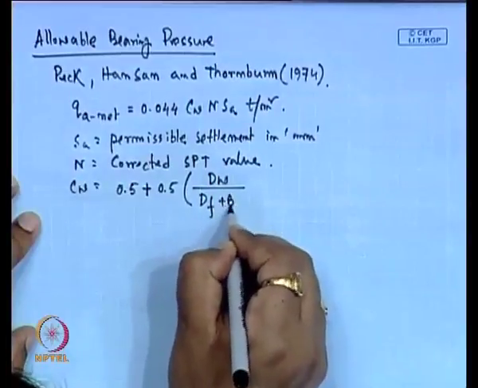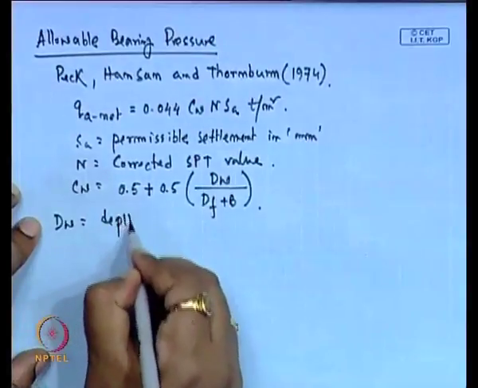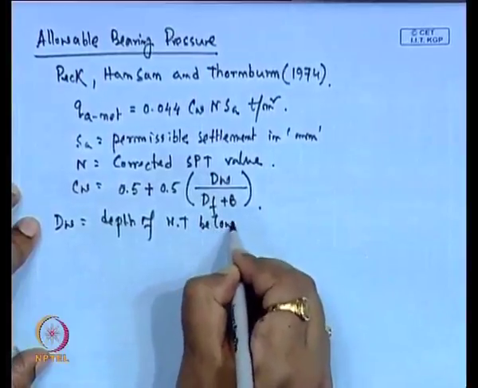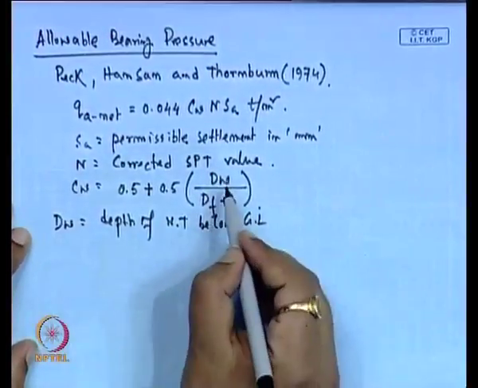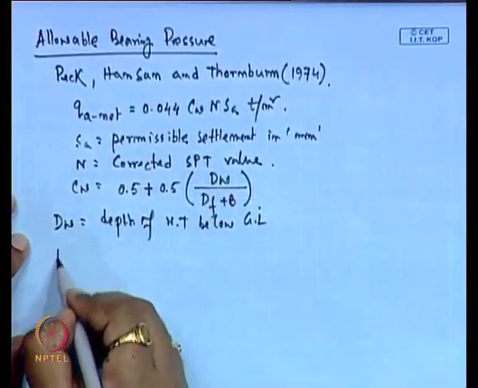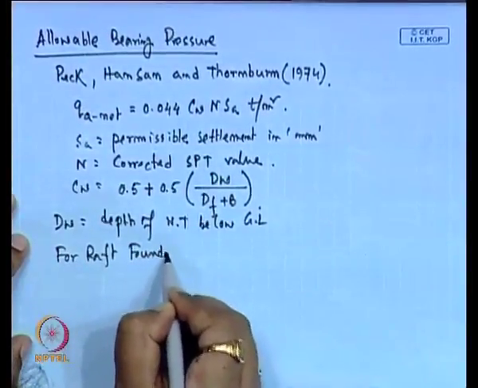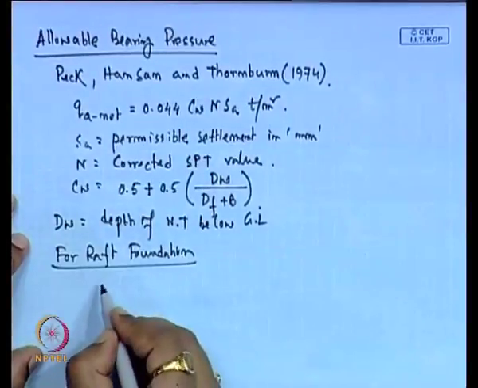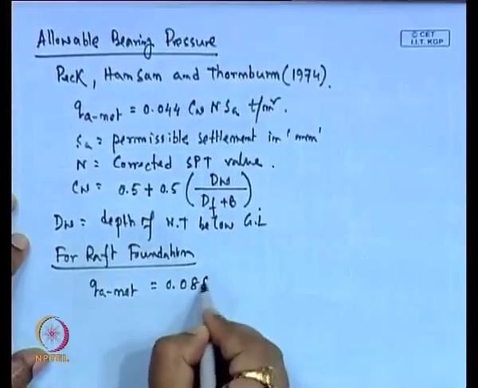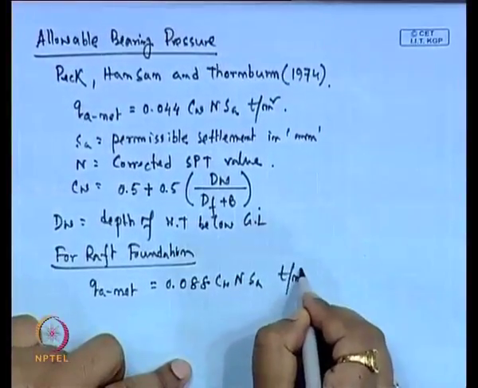0.5 plus 0.5 dw by (df plus B). So, dw is the depth of water table below GL, df is the depth of foundation, and B is the width of foundation. This is for isolated footing. Similarly, for the raft foundation, this q A net is 0.088 Cw N S, that is also ton per meter square.